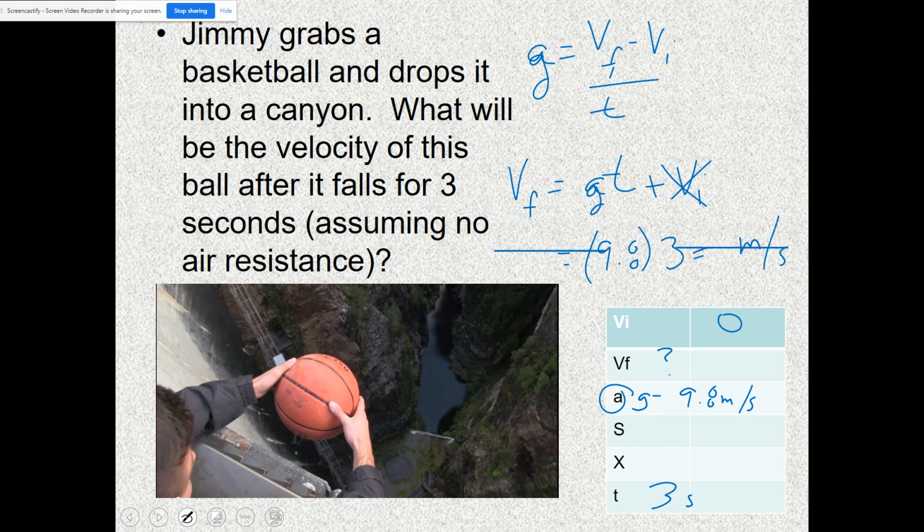Now, if you want to put the negative on the 9.8 because it's falling, you're going to end up getting a negative velocity here. And so 3 times 9.8 is 29.4 meters per second. And if you want to put a negative because you're saying it's being pulled to the Earth, that's fine. Or you could just say down, 29.4 meters per second downward. That's what the basketball is going to be doing when it hits the ground.